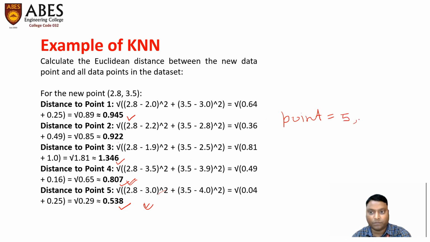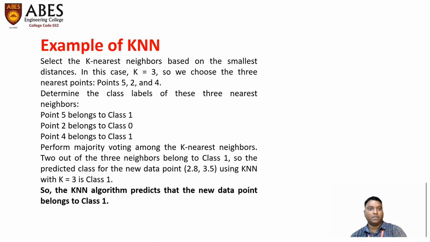0.5, 0.4, and 0.2. These are the points which are much closer to the new data point, because they have very less distance in comparison to others. So this is the explanation of this. Select the k nearest neighbors based on the smallest distances. In this case, k is equal to 3. So we choose the 3 nearest points, 0.5, 0.2, and 0.4, as I had told earlier.